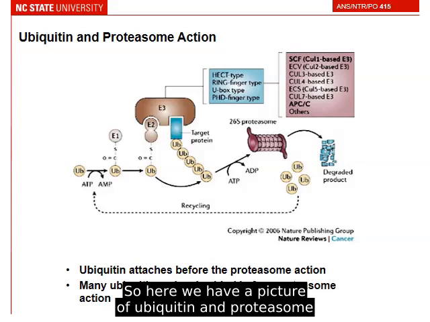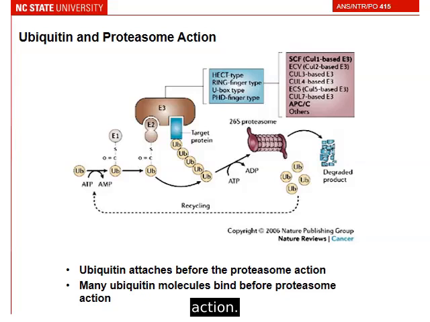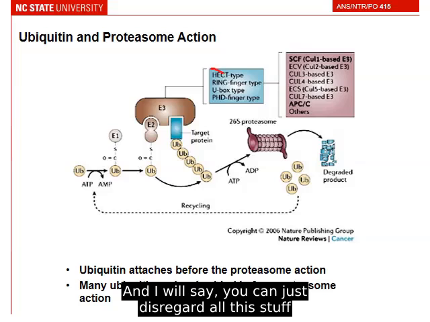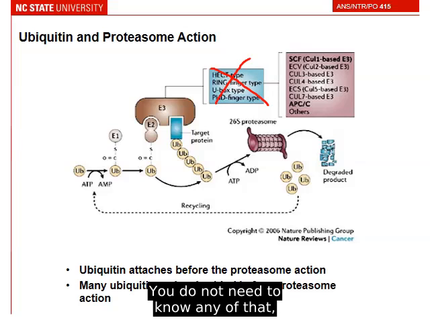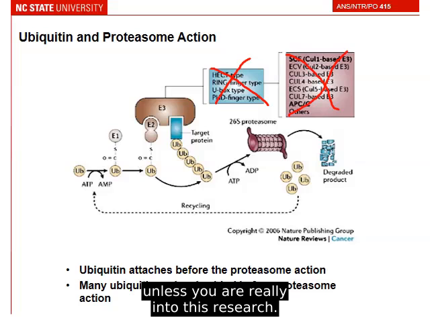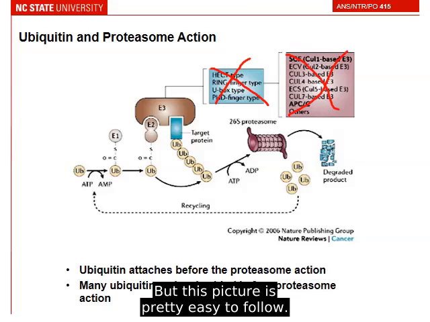So here we have a picture of ubiquitin and proteasome action, and I will say you could just disregard all this stuff in the upper right. You do not need to know any of that, unless you are really into this research. But this picture is pretty easy to follow.